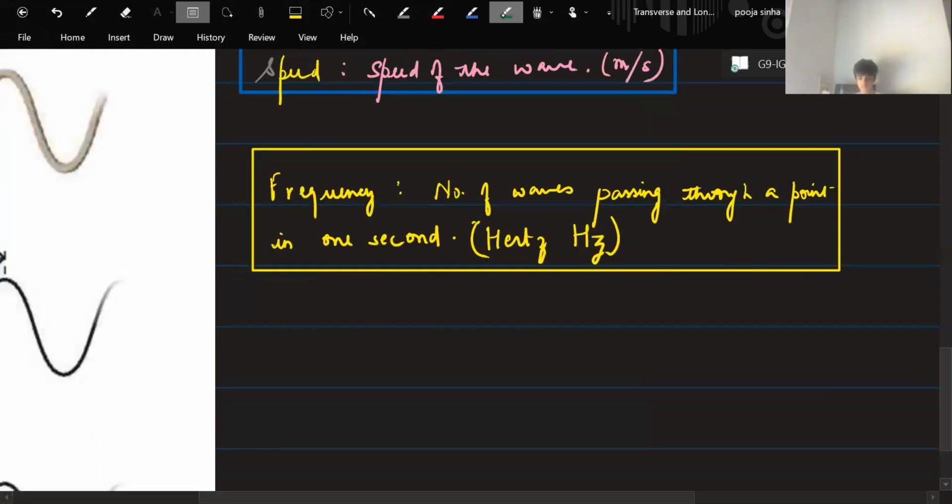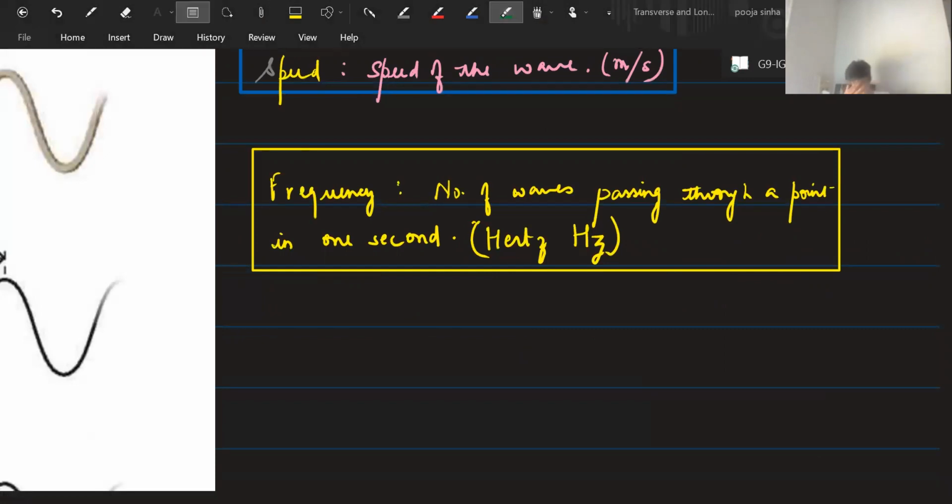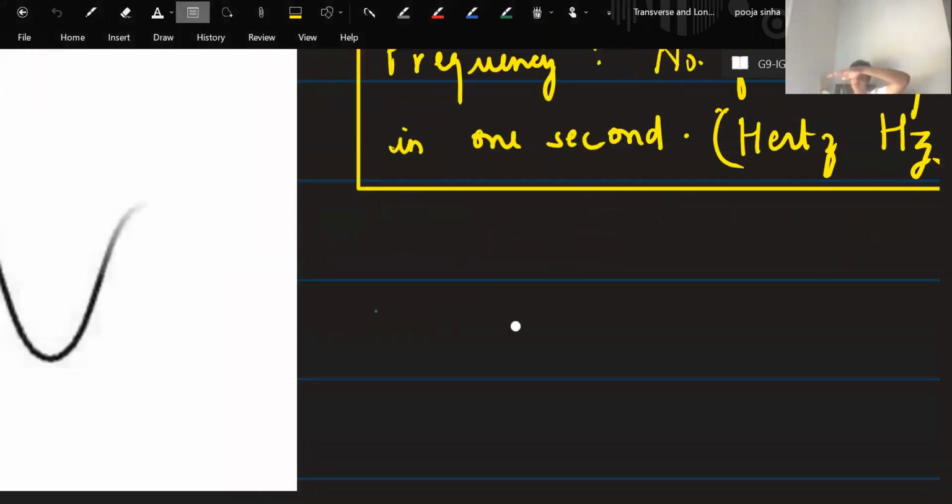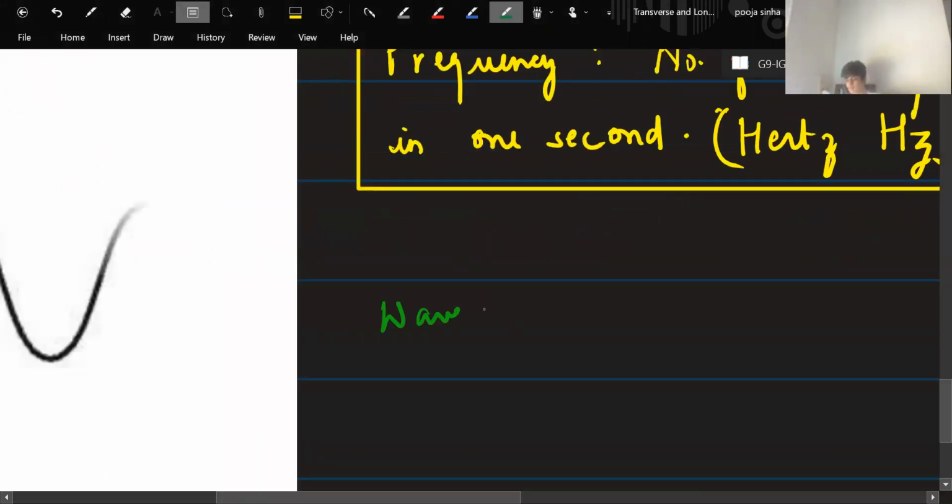Next definition is about wavelength. What is wavelength? Wavelength is the length of a wave. Now, from where to where? It's the distance between any point on the wave and the equivalent point on the next wave. So wherever you hold the wave, it should be the equivalent point, okay? The same x-axis.